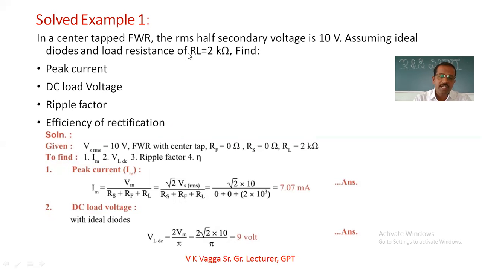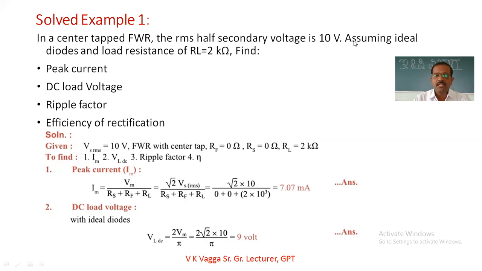Understand the question and identify the given values first. In the center tap full wave rectifier, the RMS half secondary voltage is 10 volts. Here Vs is the secondary voltage of the transformer, so Vrms is equal to 10 volts, for the full wave rectifier with the center tap.